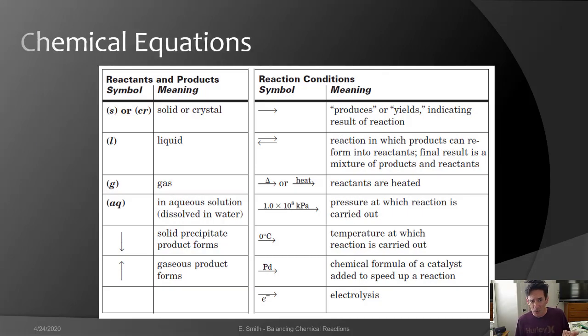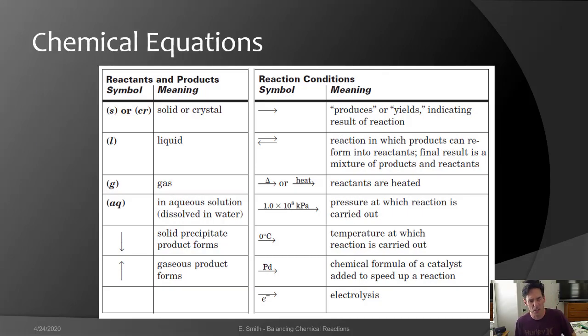So here are some of the symbols. You don't have to memorize them all, but there are a couple of key ones that I would suggest knowing. For example, the ones that involve the states of matter: S for solid, L for liquid, G for gas, and AQ, which is a fancy term for something that's dissolved in water. The other one that I think is super important is on the right-hand side, an arrow going in one direction, saying that it produces or yields, indicating a chemical reaction.